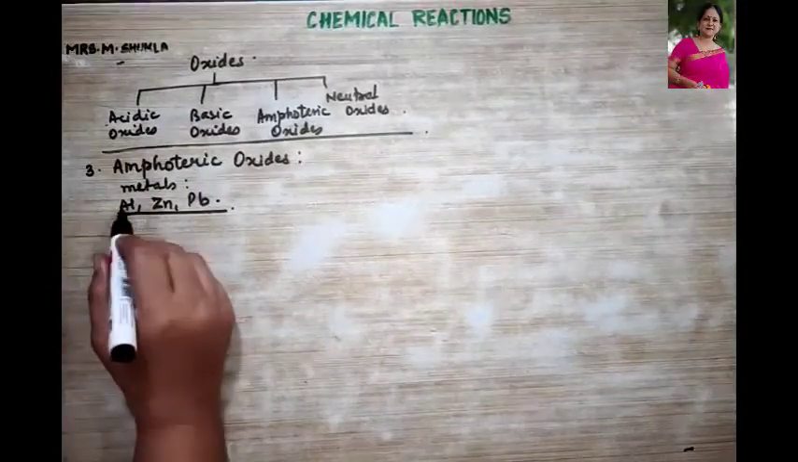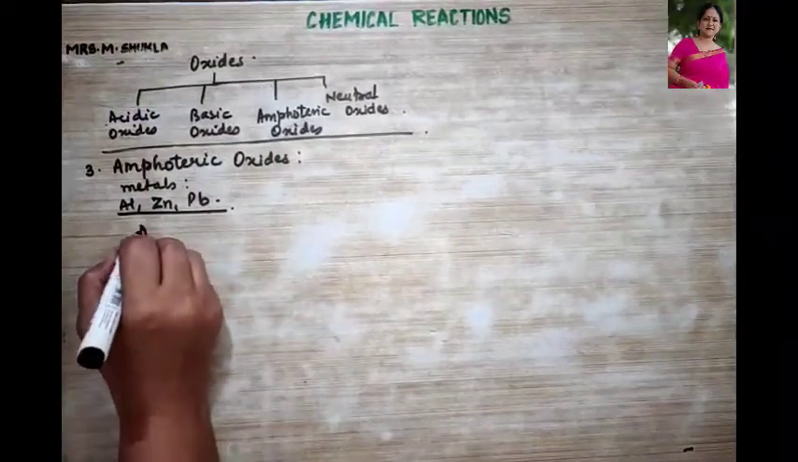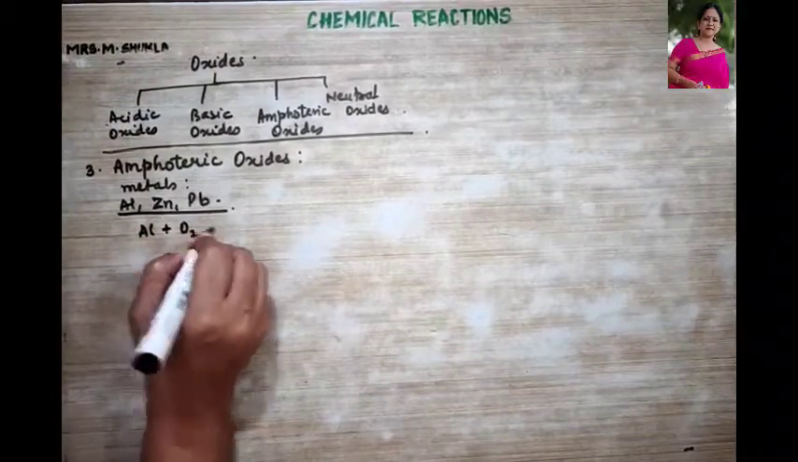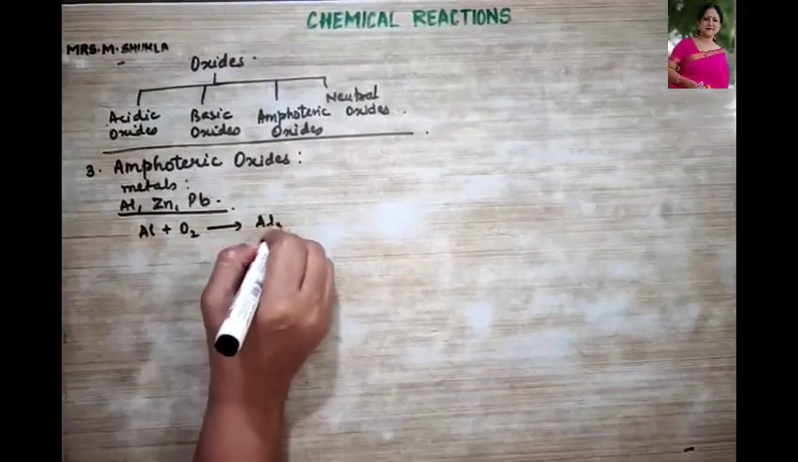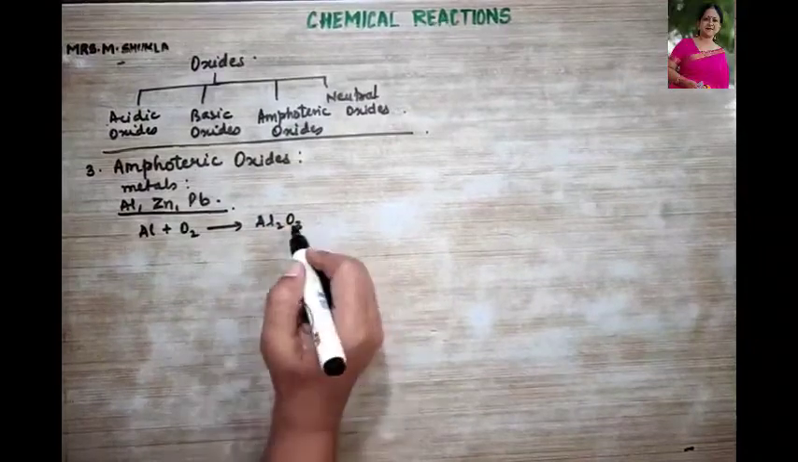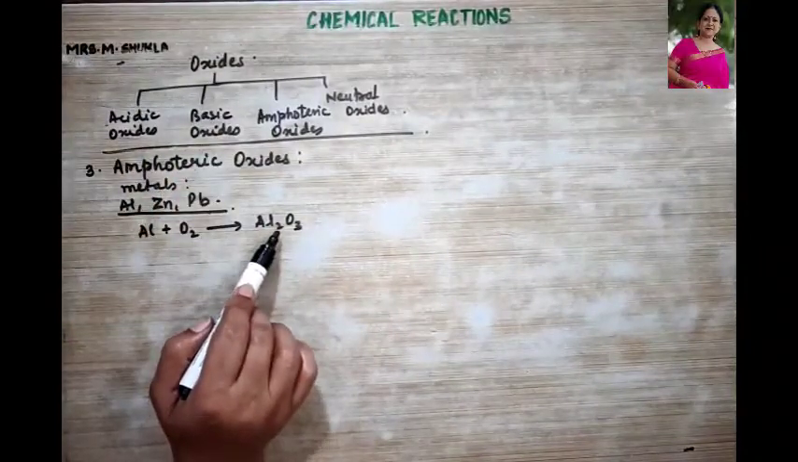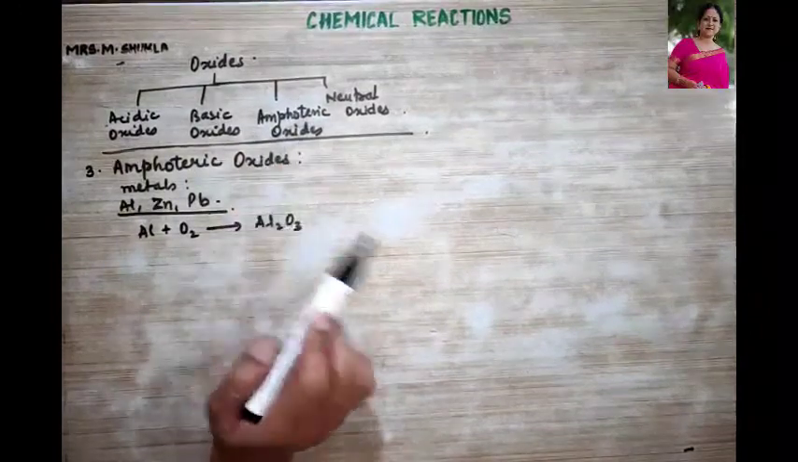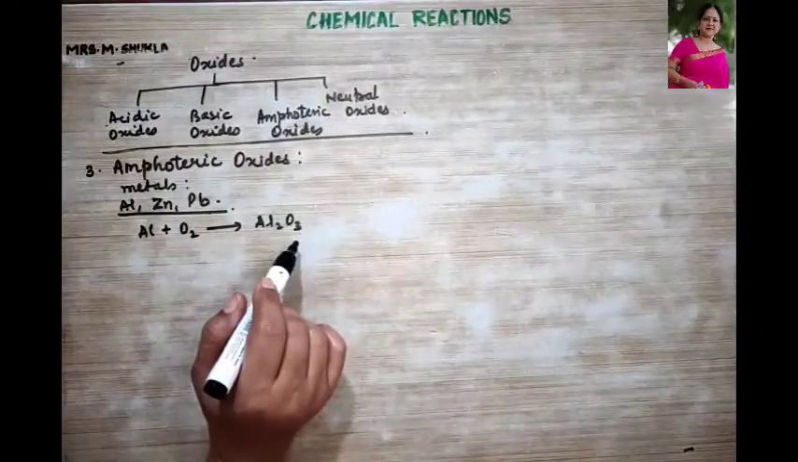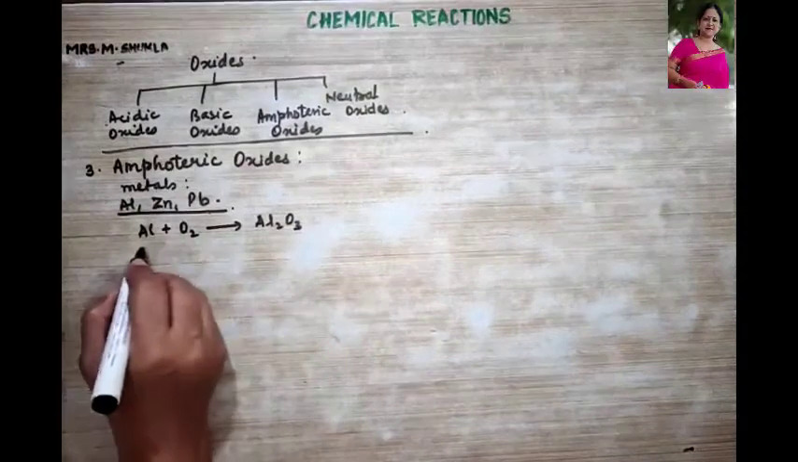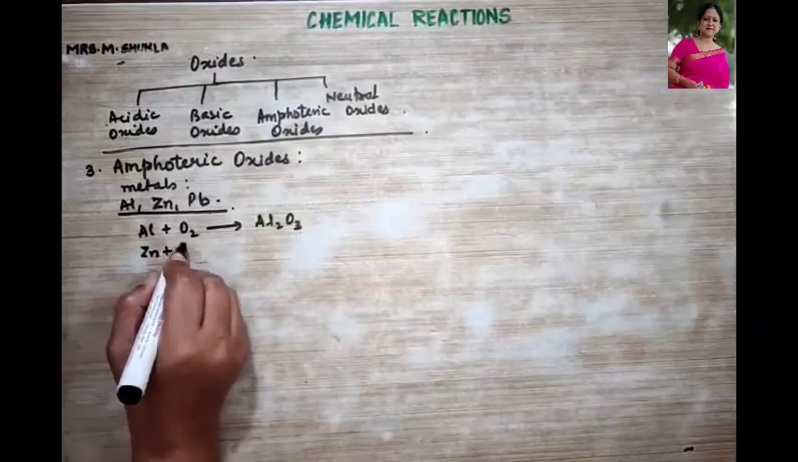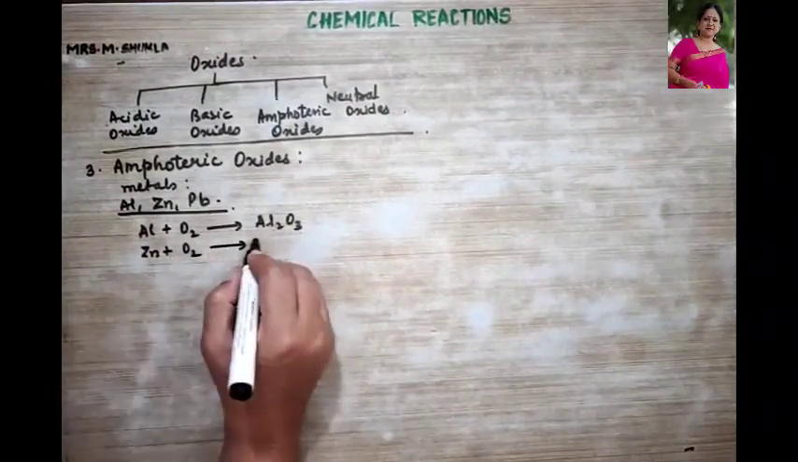So let us talk about aluminium. Aluminium can combine with oxygen to form Al2O3. So this is neither your acidic nor basic oxide, right? What is it? It is an amphoteric oxide. I hope this is very clear to you. Then another example: zinc combines with oxygen to form what?